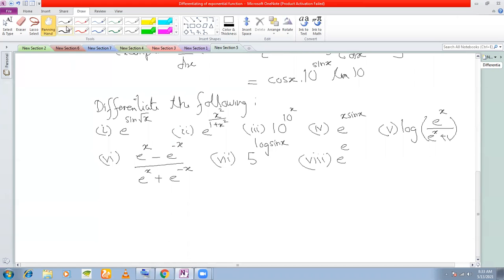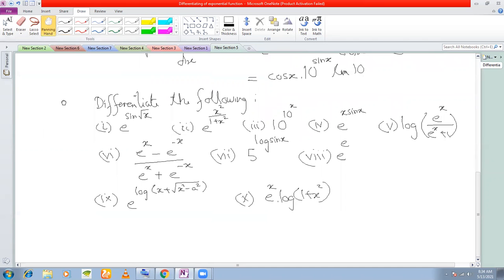And next you have e to the power of log x plus square root x square minus a square. Okay. And finally e to the power of x log 1 plus x square. So very quickly let us work out these.